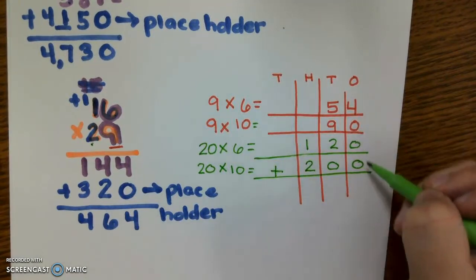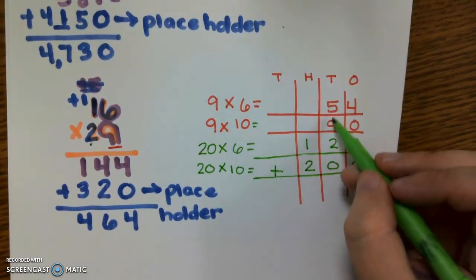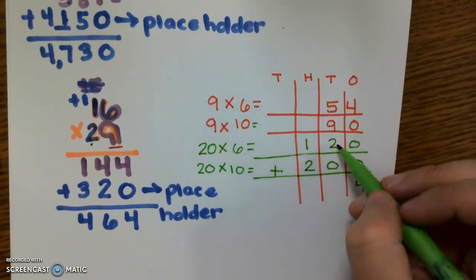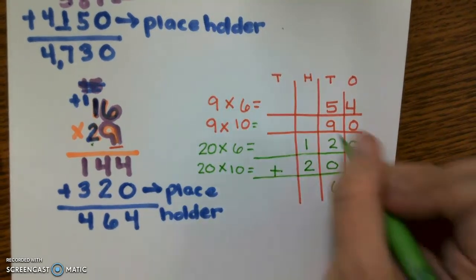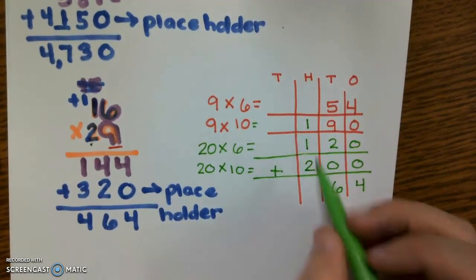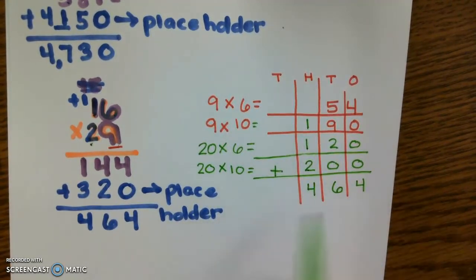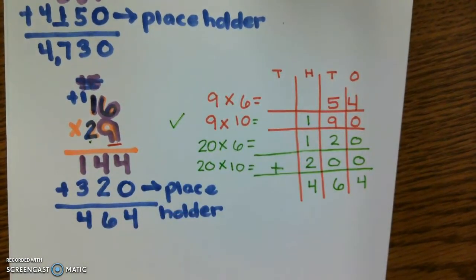4 plus 0 plus 0 plus 0 is 4. 5 plus 9 plus 2, well 5 plus 9 is 14. Plus 2, 15, 16. So I'm going to drop my 6. I'm going to regroup that 1 to the hundreds place. And then 2 plus 1 is 4. So do my answers match? They do. So I have completed this problem successfully.